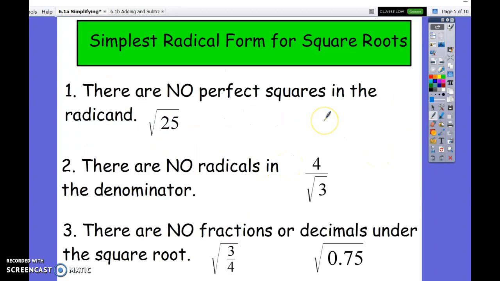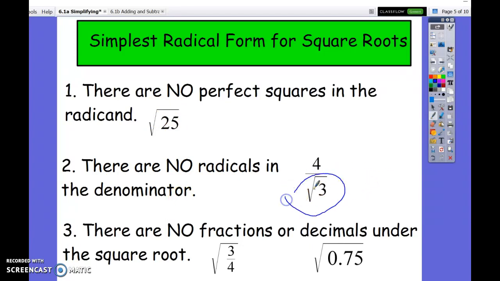We have rules for simplest form for radicals, just like we had rules for simplest form of exponents. So these are 3 things you're going to want to memorize as soon as possible. When you're done or in simplest form, there are no perfect squares in the radicand. So this is a non-example, right? 25 is a perfect square. We'd have to keep simplifying that. There are no radicals in the denominator.